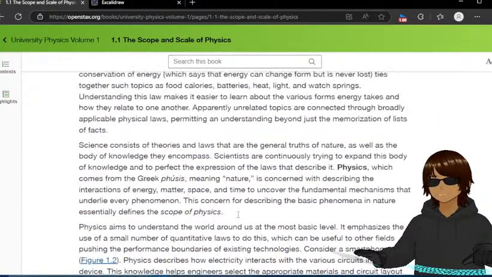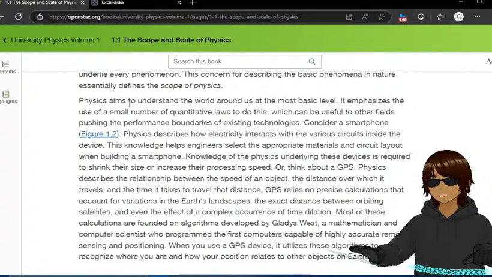Most of this is introductory. Science consists of theories and laws that are the general truths of nature, as well as the body of knowledge they encompass. Scientists are continuously trying to expand this body of knowledge and to perfect the expression of laws that describe it. Physics, which comes from the Greek physis, meaning nature, is concerned with describing the interactions of energy, matter, space, and time to uncover the fundamental mechanisms that underlie every phenomenon. This concern for describing the basic phenomena in nature essentially defines the scope of physics. Physics aims to understand the world around us at the most basic level.